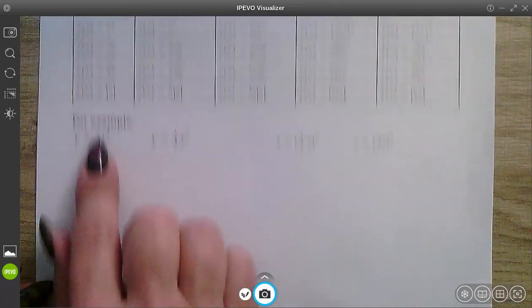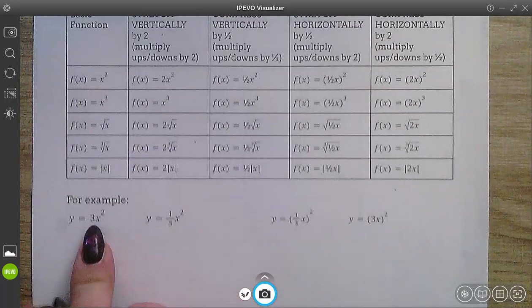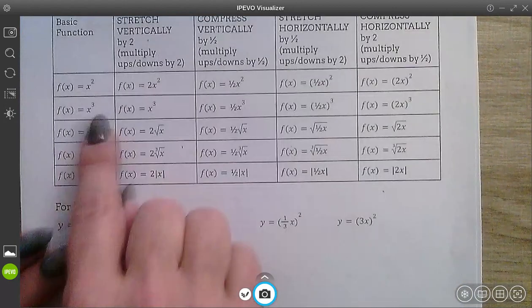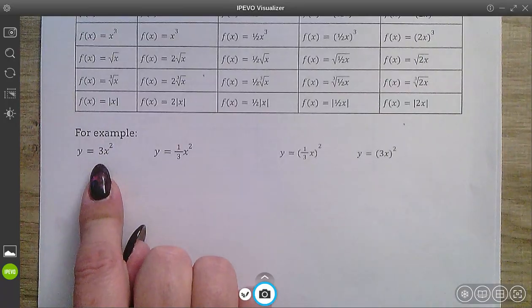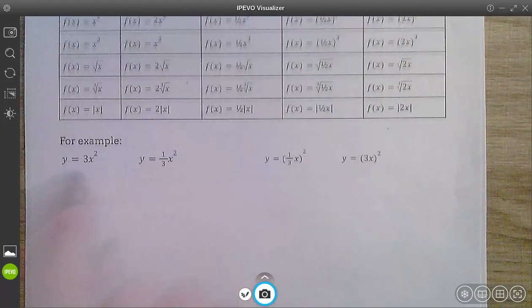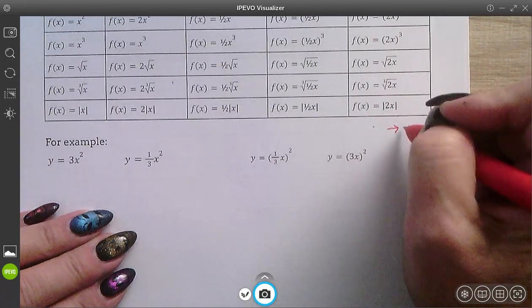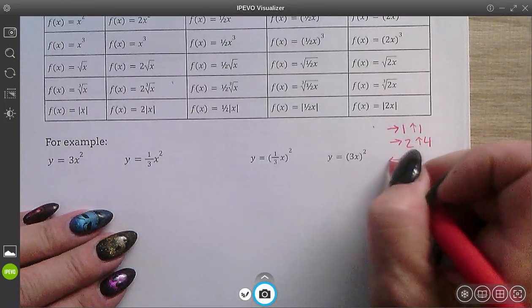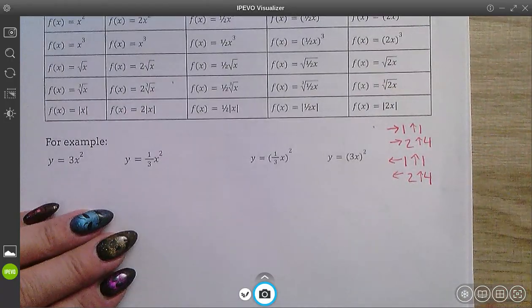Here we have y equals 3x squared. So this is going to be a vertical stretch by 3. So what I need to do is multiply the ups in my pattern by that 3. So let me write down the pattern for y equals x squared. Remember, the pattern for y equals x squared was right 1, up 1, right 2, up 4, and then left 1, up 1, left 2, up 4. That's what made the parabola.